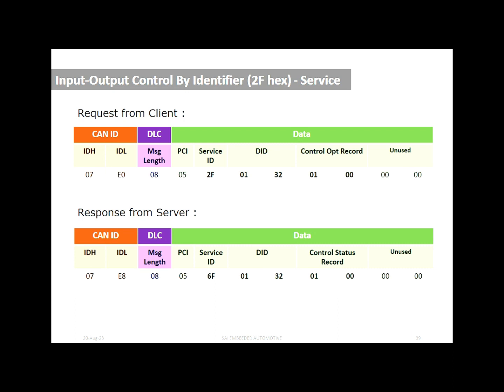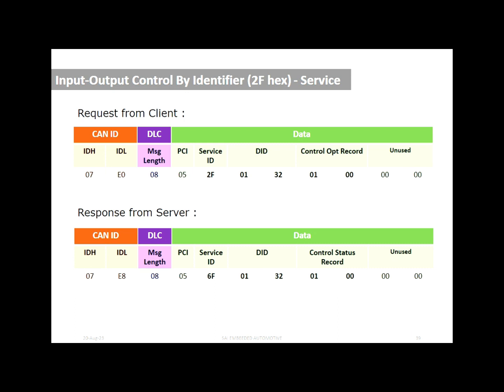The value shall indicate to the server that the client no longer has control over the input signal, internal parameter or output signal referred by the input output identifier. The number of control state bytes in the request and the number of control bytes in the positive response depend on the data identifier. And 01 subfunction, reset to default. The value shall indicate to the server that it is requested to reset the input signal, internal parameter or output signal referred by the input output local identifier to its default state.